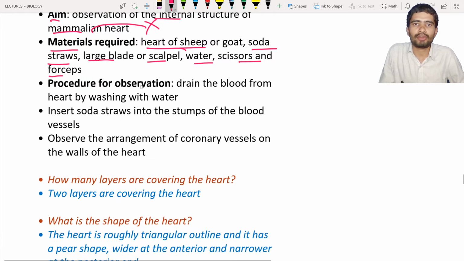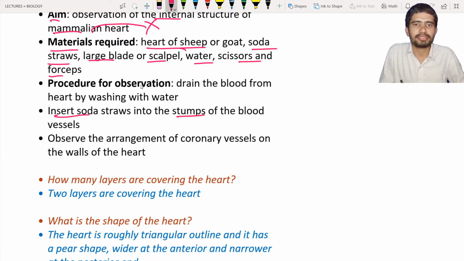First we have to bring the heart from the butcher shop, or you can call it a mutton shop. Then we have to drain the heart completely and wash it with water, so that all the blood is drained out and the heart looks cleaner. Then we have to insert the soda straws inside the stumps.